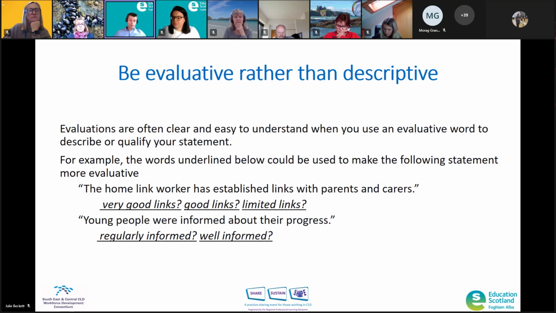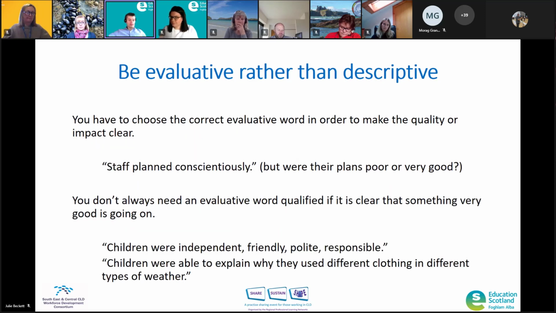And again, young people were informed about their progress. Again, so what? Well, if they're regularly informed, it shows the continuity of what's been done with them, or well informed, it means that they're being consulted and their views are being taken on board and their information is being shared with them in a manner that's making a difference. Next slide. Thank you.